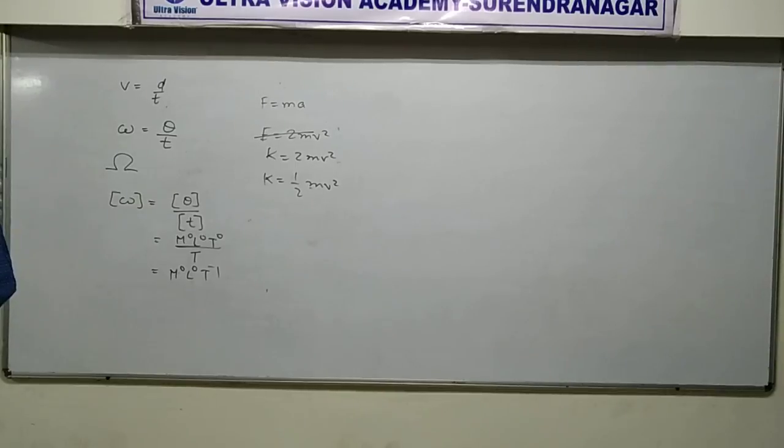Find it everyone in your notes if you don't remember this. A dimensionally correct equation will not always be correct. Sorry, a dimensionally incorrect equation will always be incorrect. Is it fine? Yes. Okay?